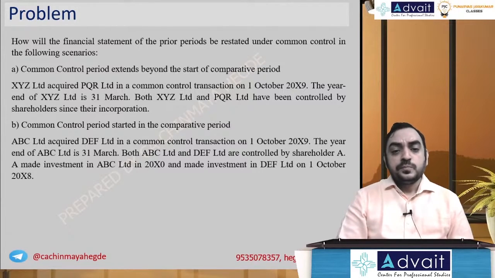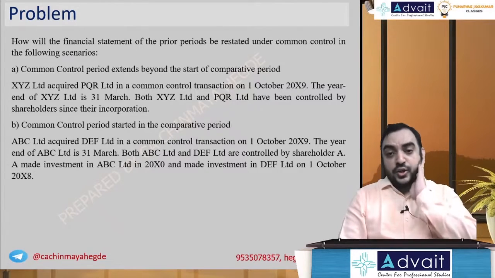Let's see what happens here. Common control period exceeds beyond the start of the comparative period. Let's see what that is. XYZ Limited acquired PQR Limited in a common control transaction on 1st October 2009. The year end of XYZ Limited is 31st of March. Both XYZ and PQR have been controlled by shareholders since incorporation. Common control period started in the comparative period.